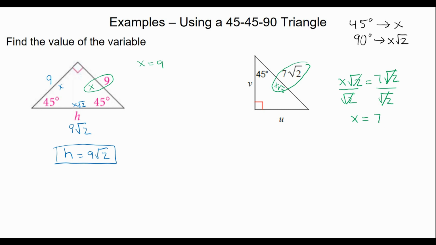Now if I go back to find the other side lengths, this side, u, is across from a 45-degree angle, so this is x. And this last angle is really 45 degrees, so across from this 45-degree angle is really just x. So since x is 7, that means this side length is 7, and the side length of v is 7. So we could say u equals 7, and v equals 7.